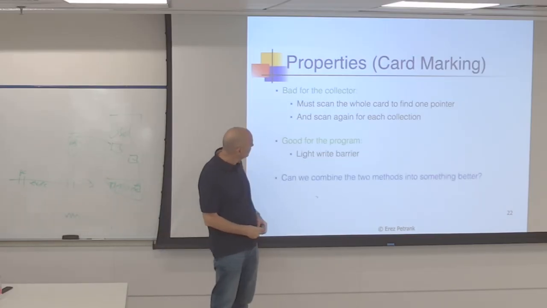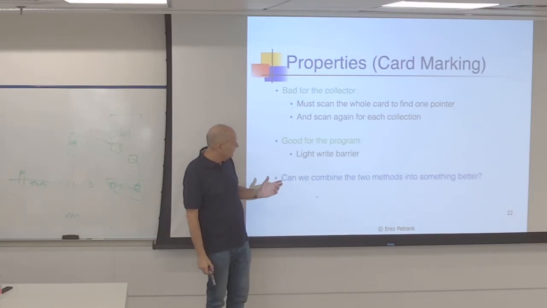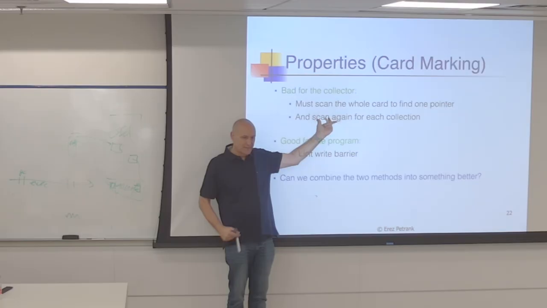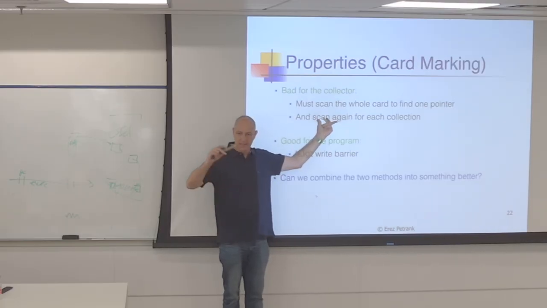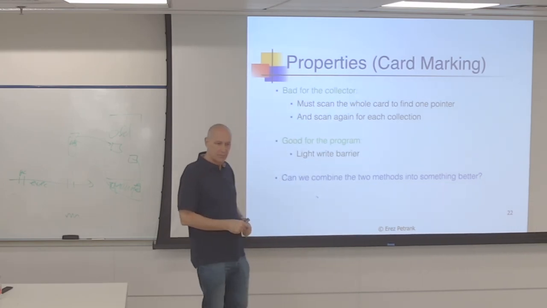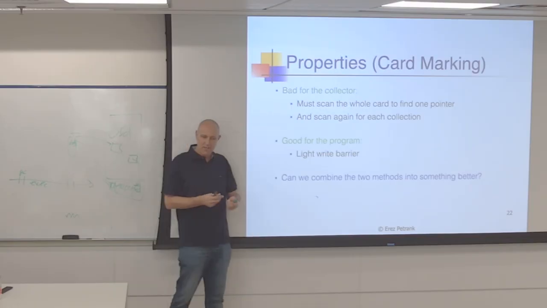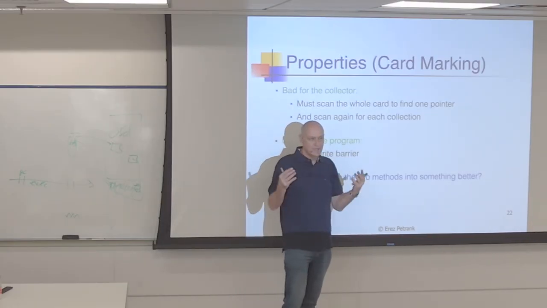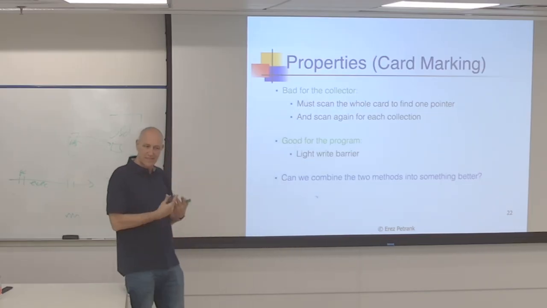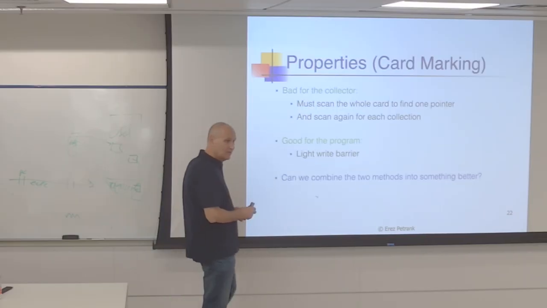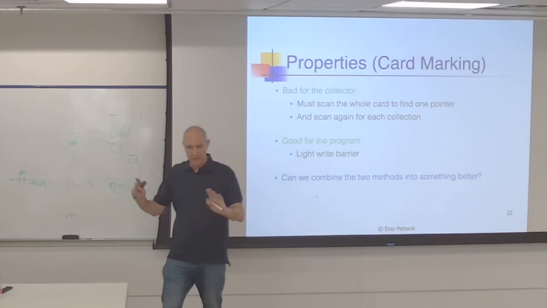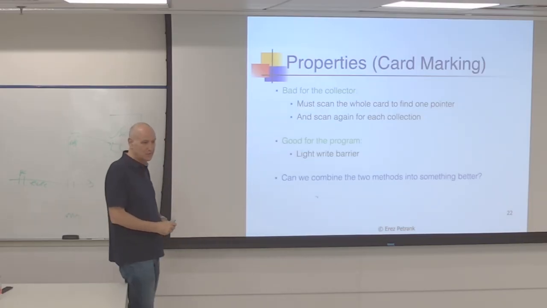Okay, and there's a question, can we improve? This is a really bad thing, that I go again and again and scan the same card to find the pointer that I need, the intergenerational pointer. Does someone have an idea of how I can use both remembered sets and card marking in order to make it cheaper for the collector and still efficient for the program? I want to win from both worlds.